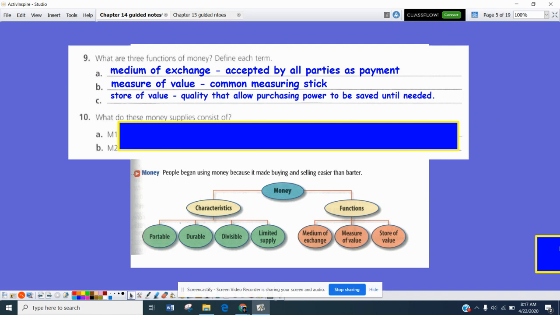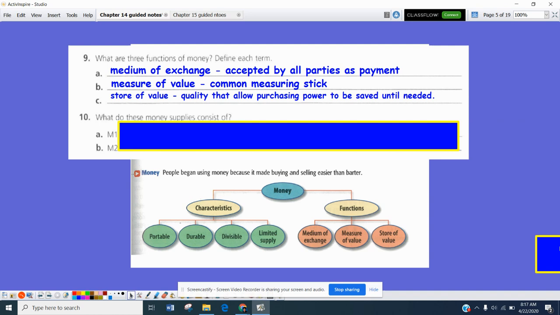It's also a store of value. It's a quality that allows purchasing power, and a lot of people do save it until they need it. So if I know that I want to buy something that's a little higher in price, I'm going to want to hang on to that for a while.